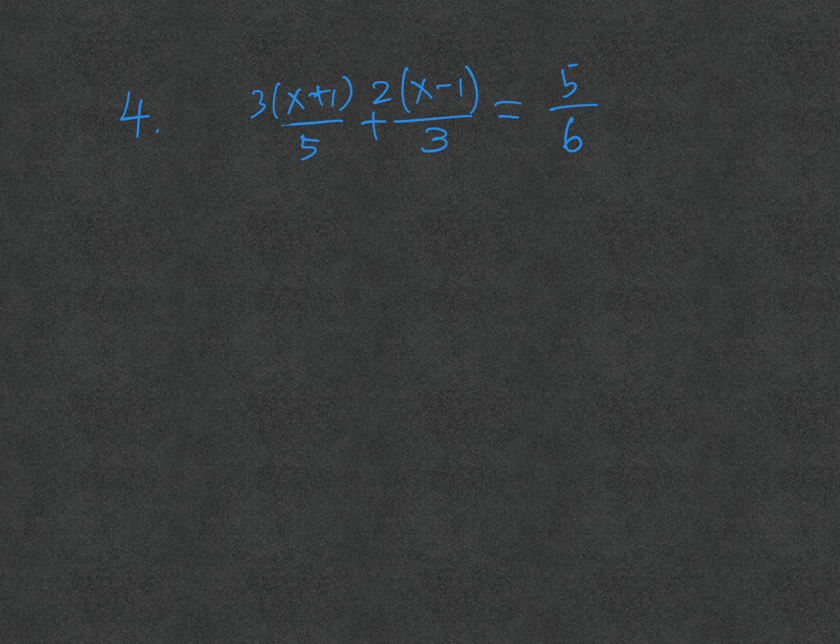We have 3x plus 1 over 5 plus 2 times x minus 1 over 3 equals 5 over 6. Again, these are fractions. I want to get rid of the fractions by multiplying by the lowest common denominator.